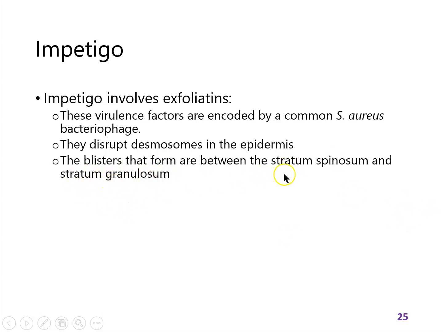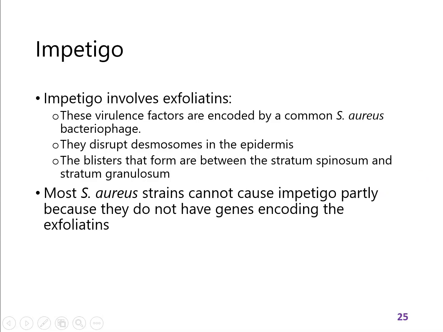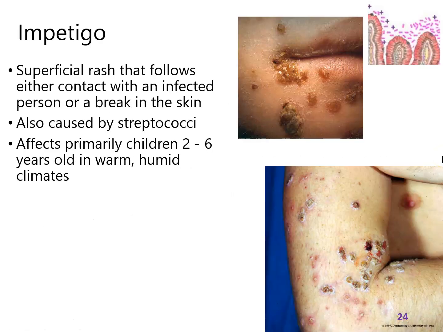These layers would separate, and the separation fills with fluid, and that's a blister. So most Staphylococcus strains cannot cause impetigo. And that's a point I want you to keep thinking about: in many cases the virulence factors determine what disease happens. The first disease we will look at is impetigo, and this is a very contagious disease that typically affects young children in warm, humid climates.